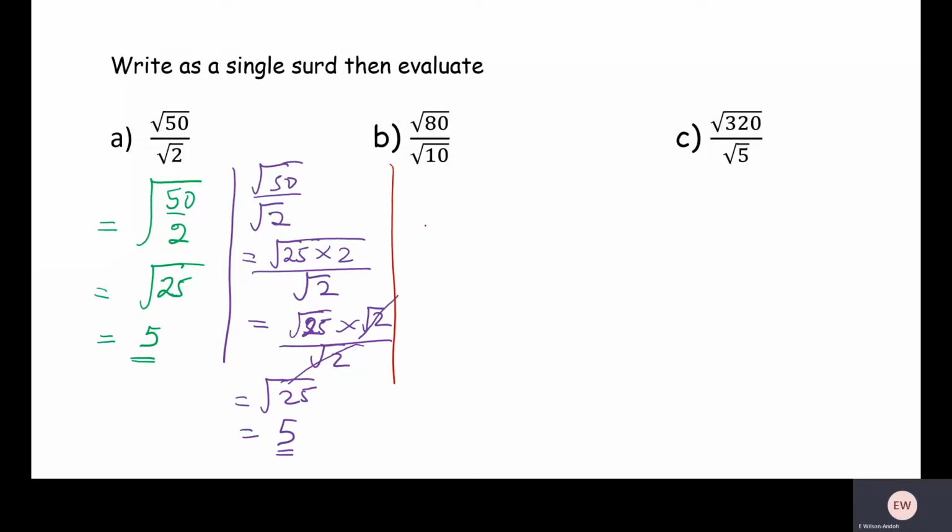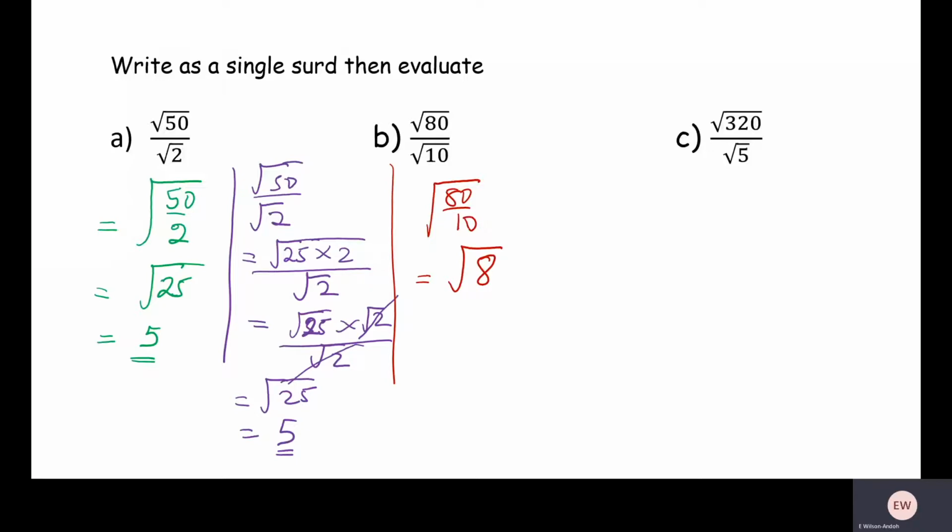So we write this as root 80 over 10. And 80 divided by 10 will give us root 8. Now, our answer can be simplified. Always check to see if your answer can be simplified.